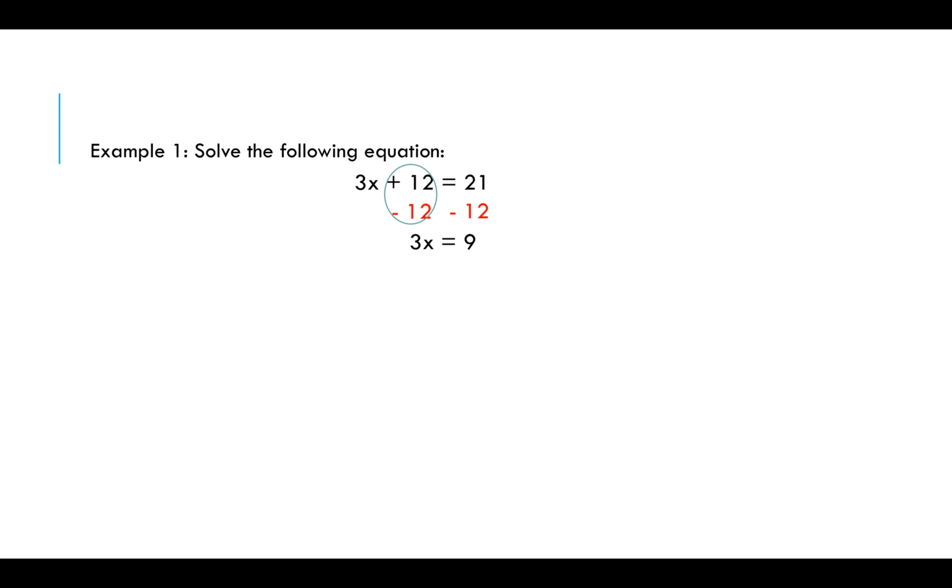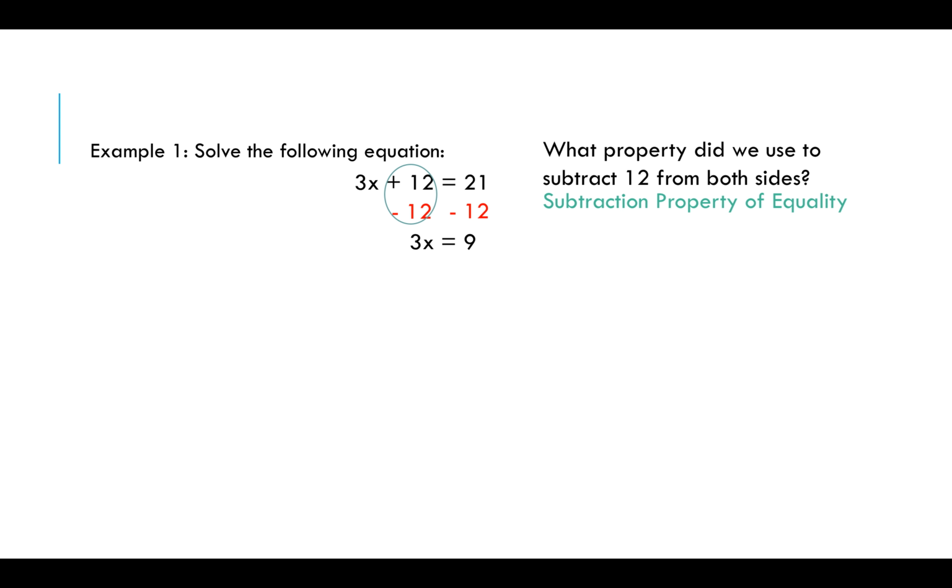So here's a question for you. What property did we use to subtract 12 from both sides of the equal sign? Well, that property is called the subtraction property of equality, because we subtracted the same amount from both sides of the equal sign. Next, we have 3x equals 9.